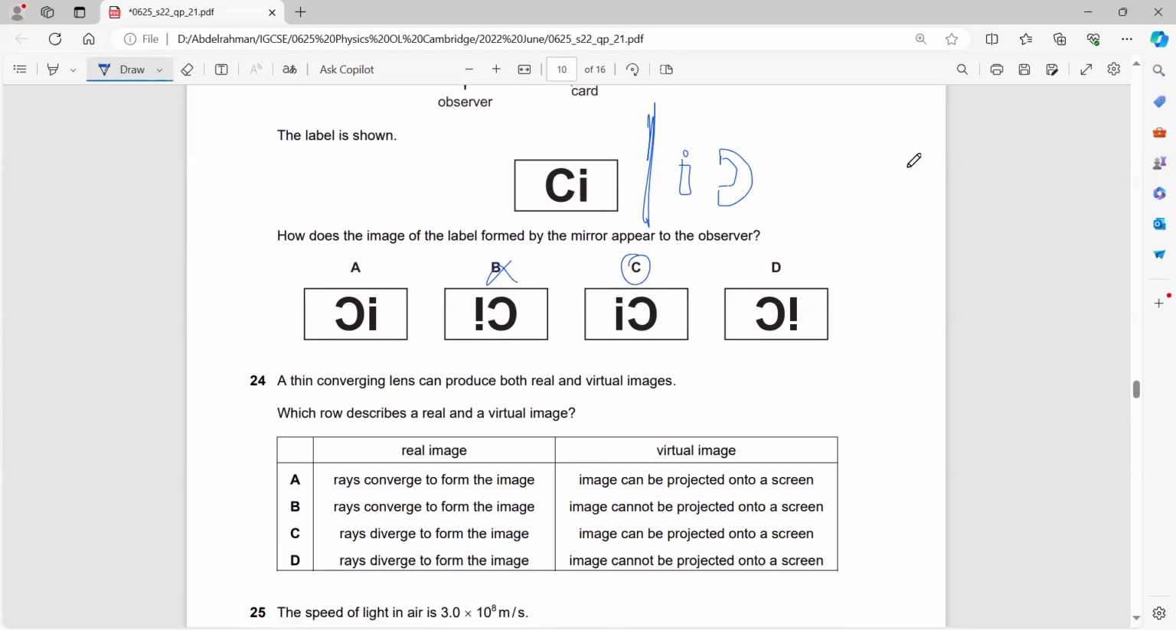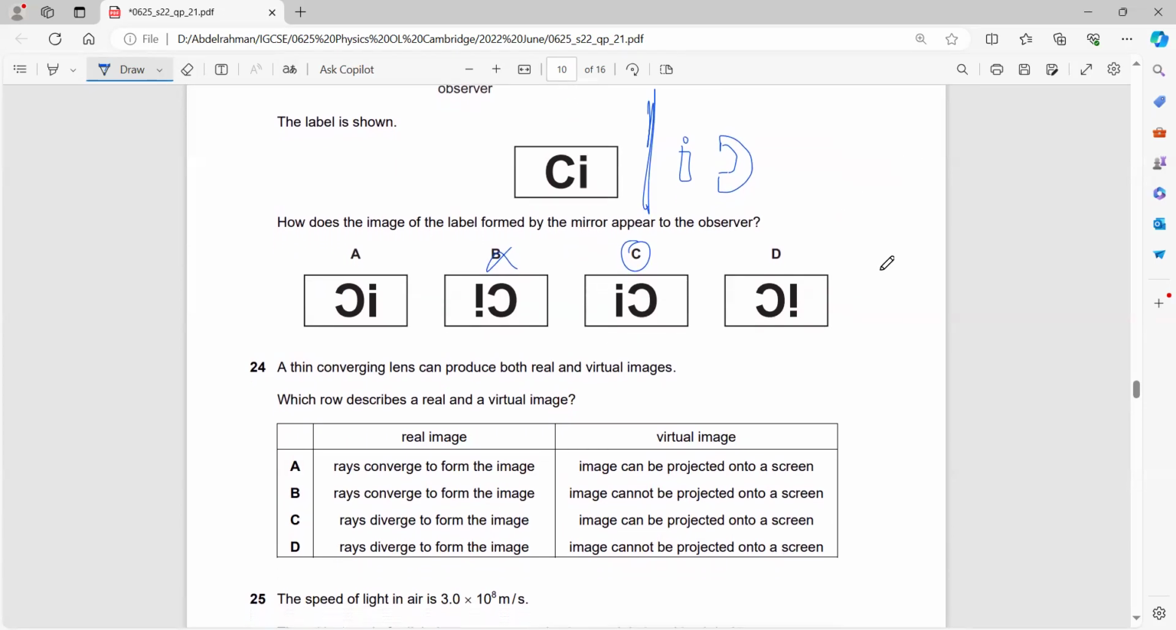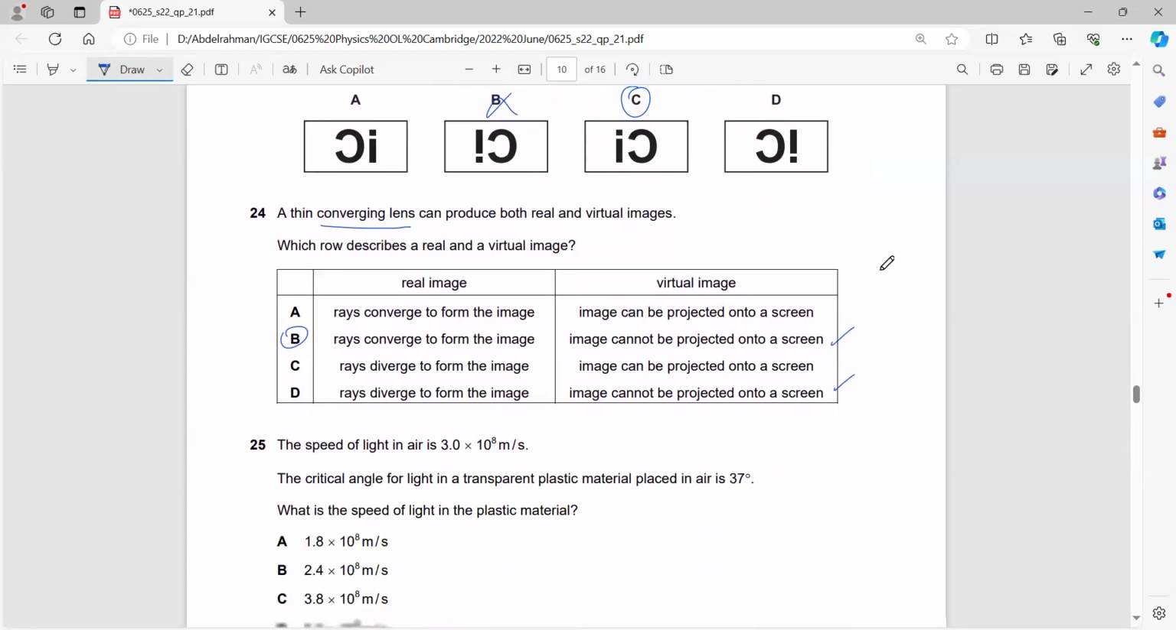Virtual and real images. What's the difference? How do we produce a real image and how do we produce a virtual image? What is a virtual image? It cannot be projected onto the screen. Okay. And the real one can. Do they converge? They do converge. It's called a converging lens.